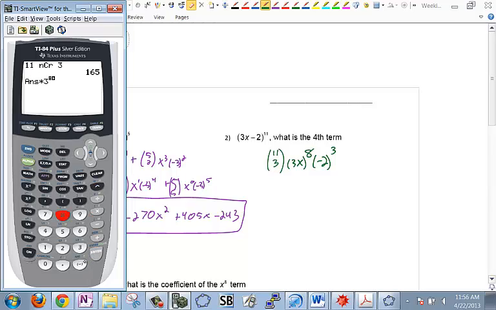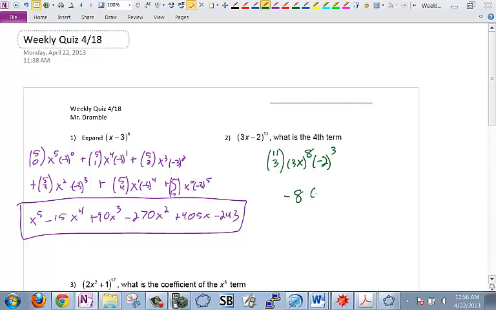I think the big mistake was a lot of people did not raise 3 to the 8th power. They just raised x to the 8th but left the 3. That 3 does get raised to the 8th. And that negative 2 gets raised to the 3rd, so you got to multiply by a negative 8 as well. And so you should get negative 8,660,520 x to the 8th.